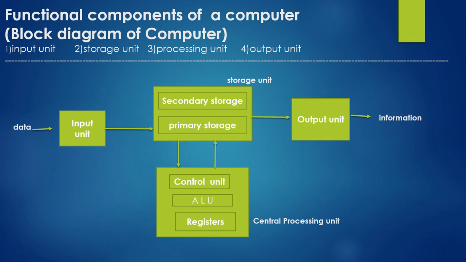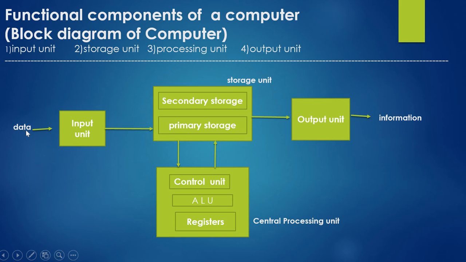Today we are discussing the functional components of a computer, or the block diagram of a computer. The functional components of a computer are the input unit, storage unit, processing unit and output unit. So these are the functional components of a computer.